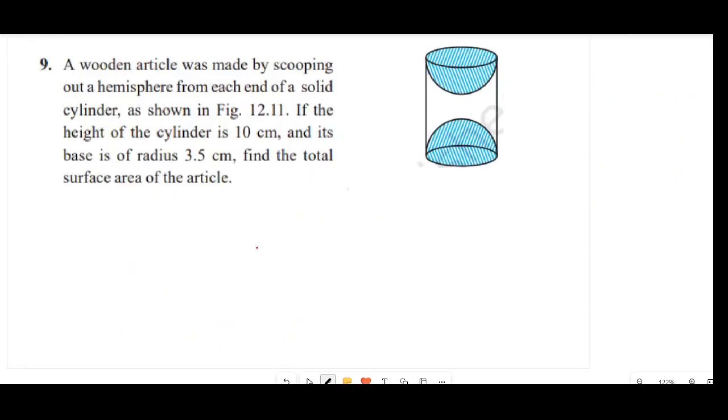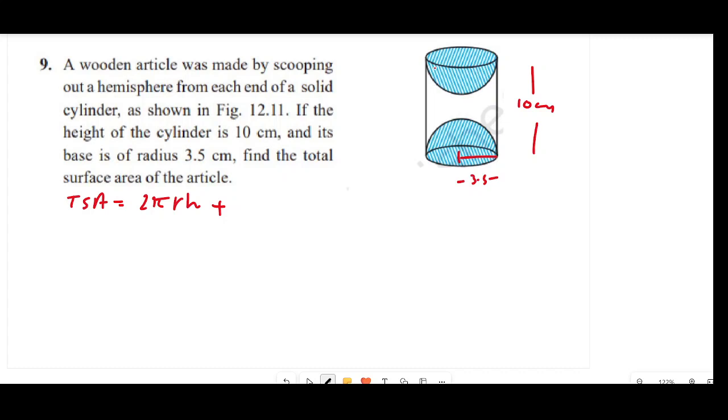Now here a wooden article was made by scooping out a hemisphere from each end of a solid cylinder. Here is the figure. If the height of the cylinder is 10 centimeter, first 10 centimeter, which is the height of the cylinder. Now its base radius is 3.5 centimeter. Very simple point. Now find the total surface area. First we should recognize what the figure is. This is the cylindrical surface, which is curved. So curved area, what is curved area? 2 pi rh.